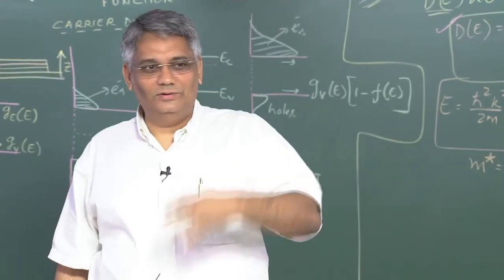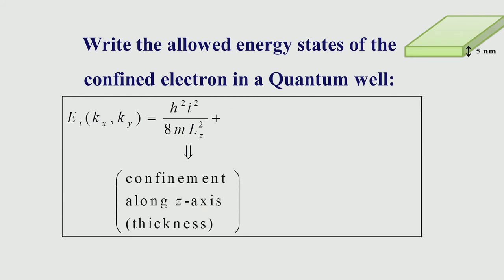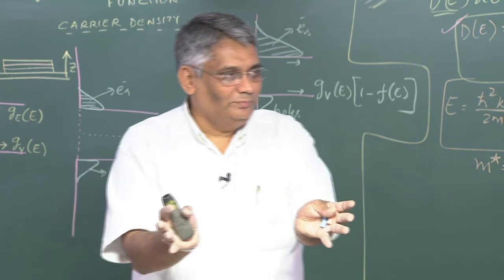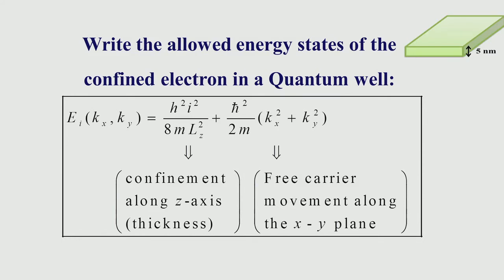That's it. You have to write this for all the three systems. So you have the first term which goes as h²i²/8mLz². The second one is the confinement term along the z axis, is it not? And the second one is the normal free energy term, ħ²k²/2m. k² is kx² plus ky², because in the xy plane there is no confinement, only along the z axis you have confinement, right? So the second term represents the free carrier movement along the xy plane, right?